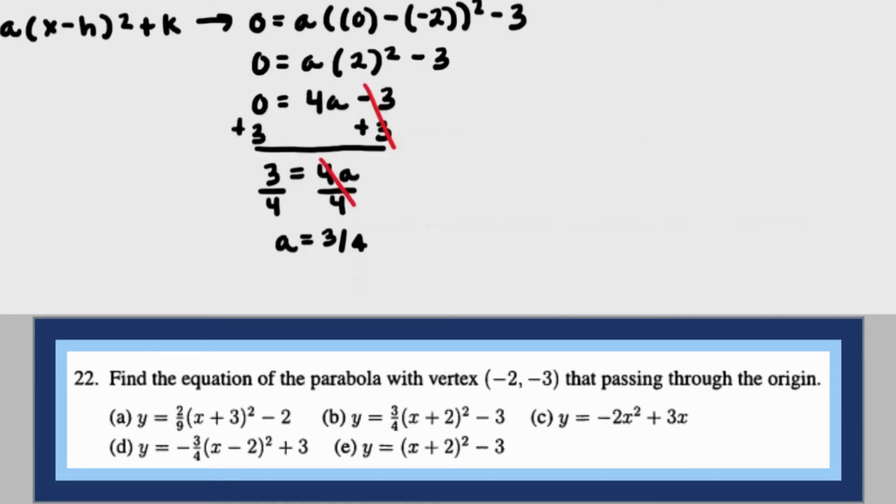Therefore, to complete our equation, the equation is going to be y equal to, we found a to be 3/4, times x. Our vertex is -2. Remember, when you plug it in, it's always going to be the opposite sign, so that would be plus 2 squared and then -3. And that will be the answer to number 22.